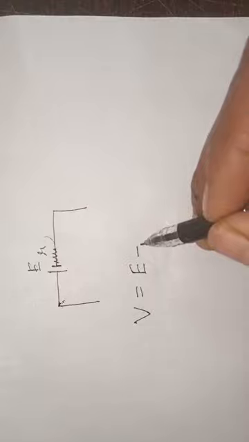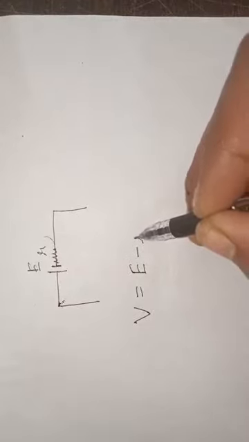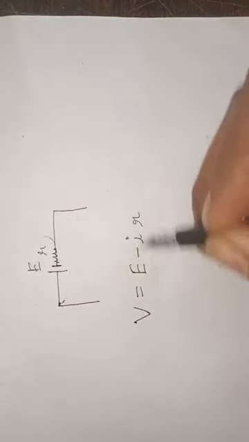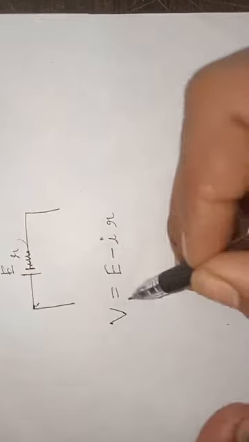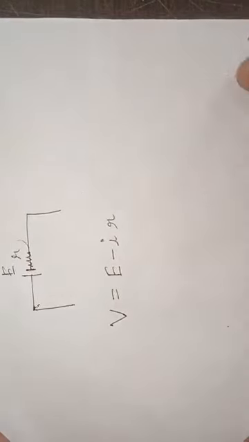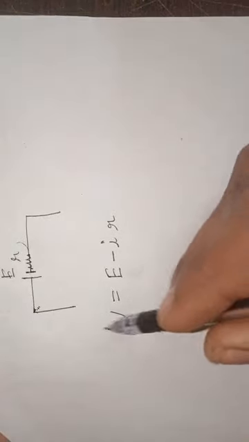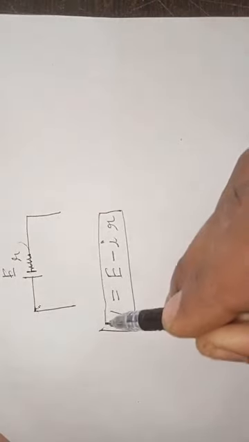And how much less? It is less by Ir, so this drop is because of the internal resistance. The terminal voltage equals EMF minus Ir. So after understanding this point, let us move on to the question we have here.